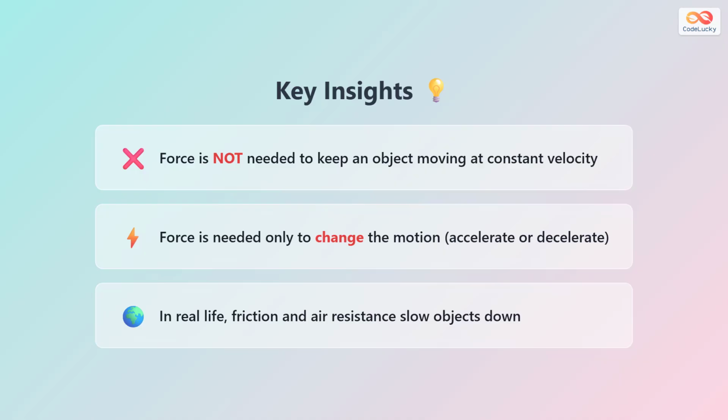In real life, we observe that moving objects eventually slow down and stop. This happens because friction and air resistance act as forces that oppose the motion. Without these resistive forces, like in the vacuum of space, objects would continue moving forever at constant velocity. Understanding these concepts helps us see how Newton's first law applies to the real world.